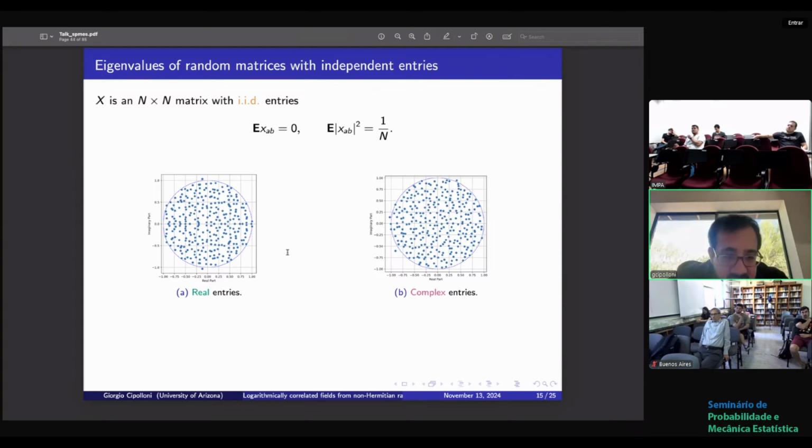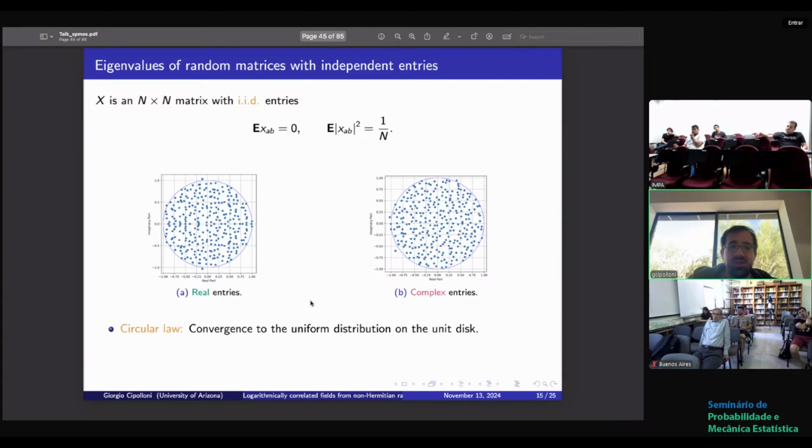If we look close, we can see a first important difference: in the real case, the spectrum is symmetric with respect to the real axis. So if we have a complex eigenvalue, then this comes with a companion, which is its complex conjugate. On the other hand, if you look from farther away, these two pictures look pretty much the same. The eigenvalues fill in the unit disk, and this is known as the circular law. Basically, the empirical measure of the eigenvalues converges to the uniform distribution over the unit disk.